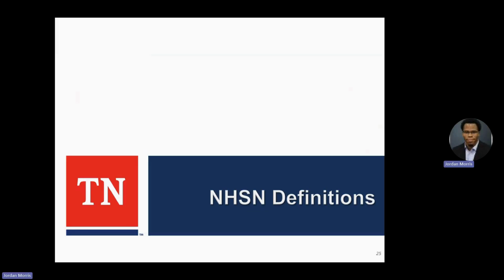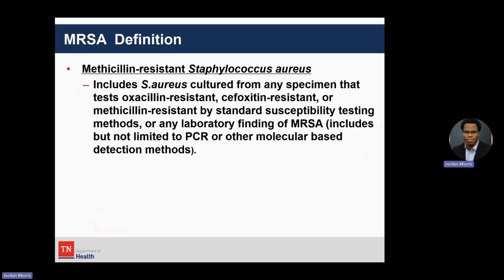Now, let's discuss NHSN definitions for LabID events. To meet the eligibility criteria of MRSA, the organism identified must be a Staphylococcus aureus specimen obtained for clinical decision-making that tests oxacillin and cefoxitin, or methicillin resistant by standard susceptibility testing methods, or any laboratory finding of MRSA.